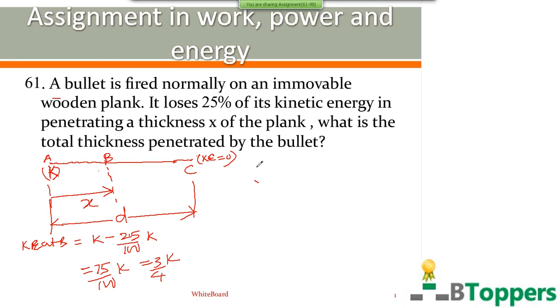So we'll solve this problem by the work energy theorem. According to the work energy theorem, change in the kinetic energy is equal to work done by the external force on the bullet. Change in the kinetic energy means you can write final kinetic energy minus initial kinetic energy. That can be written as equal to work done by the retarding force on the bullet.